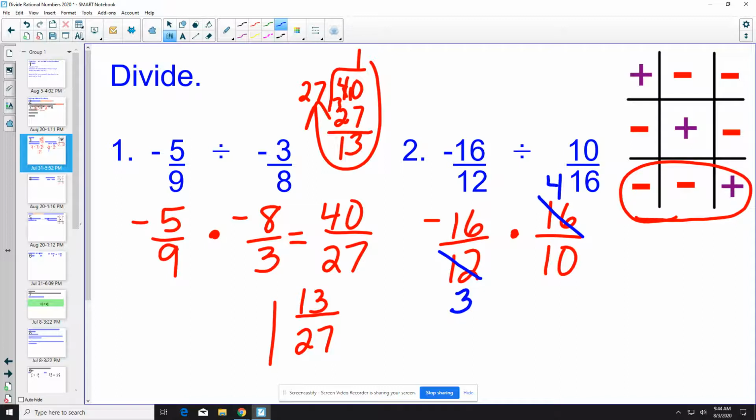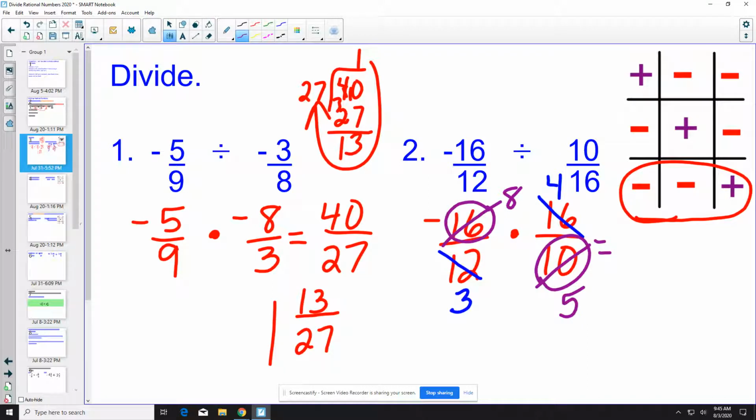10 and 16 have a common factor of 2. They're both even, so 2 goes into both of them. So I'm going to cancel 16 and 10. 2 goes into 16, 8. 2 goes into 10, 5. Now I'm looking to see if there's any more cancellation. You can't cancel 8 and 4 because they're both numerators. So remember, when you cancel, it has to be one numerator with one denominator. 3 won't go into 8. 2 goes into 8, but not 5. I think we've got it. So we're going to multiply across.